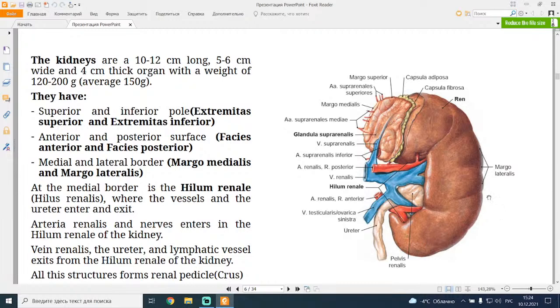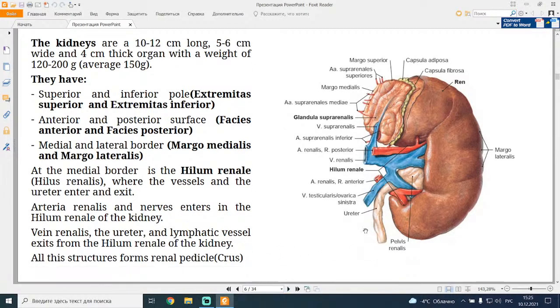At the medial border is the hilum renale, where the vessels and the ureter enter and exit. Arteria renalis and nerves enter into the hilum renale of the kidney. Vena renalis, the ureter and lymphatic vessels exit from the hilum renale of the kidney. All these structures form the renal pedicle.